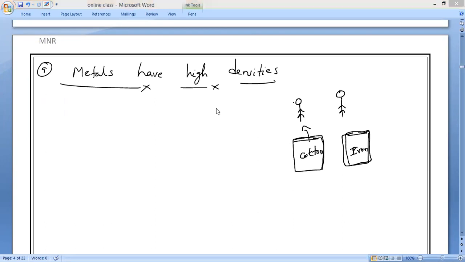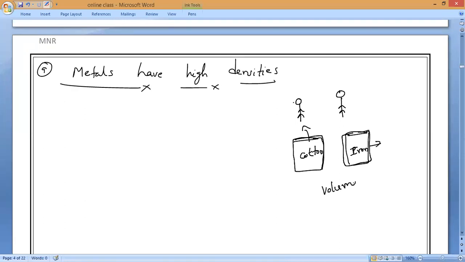Iron is difficult, sir. Iron is difficult to carry. What is the reason behind iron being difficult to carry? Sir, because of the mass difference. The volume of the bag is constant, the size is the same. The volume of the bags remains constant. But whose mass is more, cotton or iron? Iron. Mass is more compared to cotton.